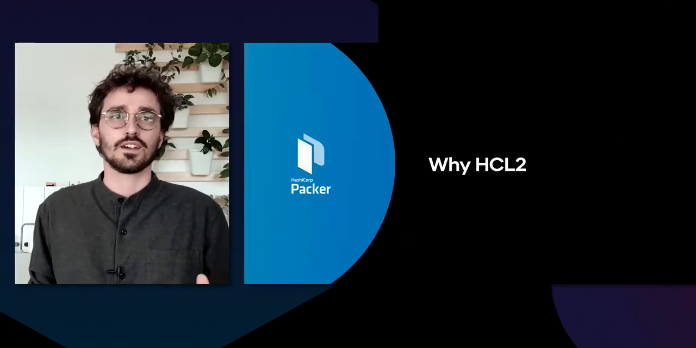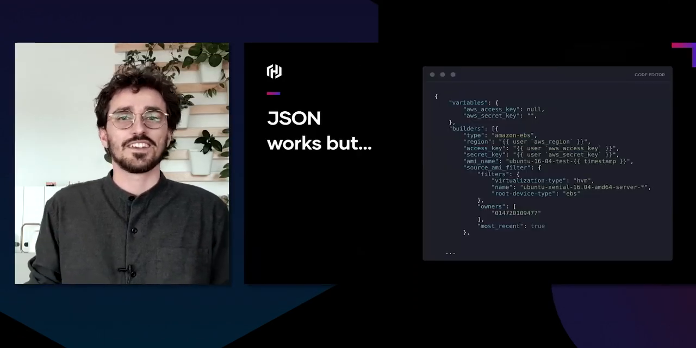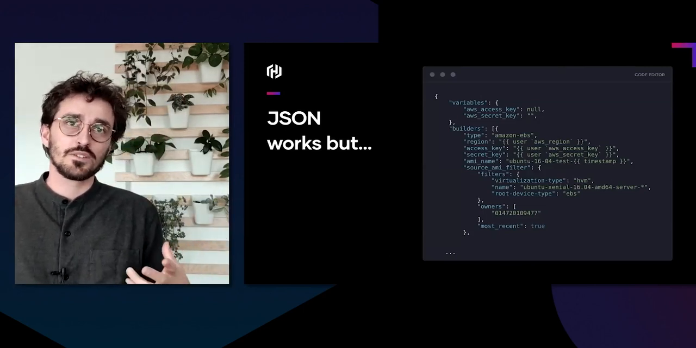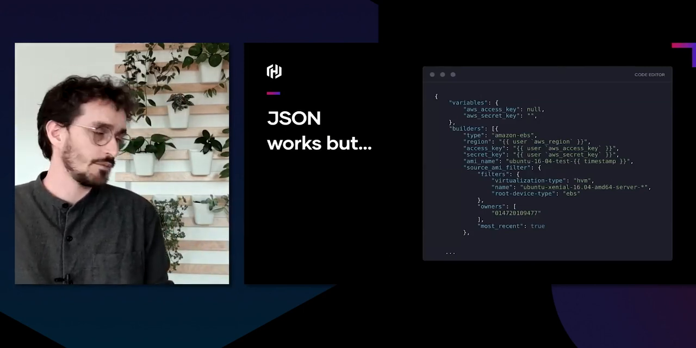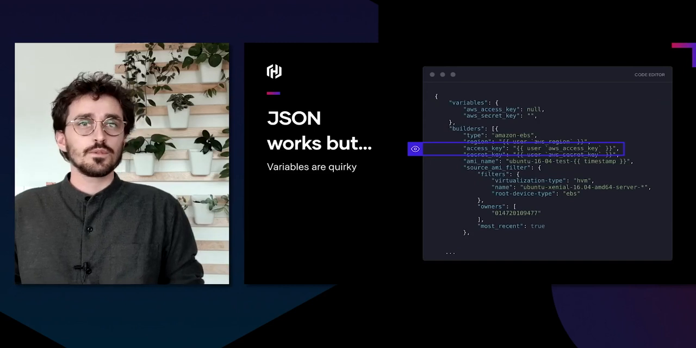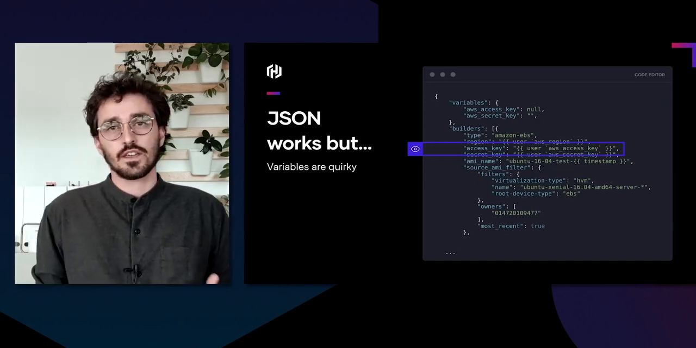Why HCL 2? Good question. So JSON works with Packer, but Packer has been known to only work with JSON. And here's an example. There are quotes everywhere, and it can make it a bit hard to parse the text as a human. HCL 2 has much fewer quotes, and it uses quotes only when you want to set strings, not fields, making the parsing a little bit easier on the eyes. Variables are kind of quirky in JSON and not enough.